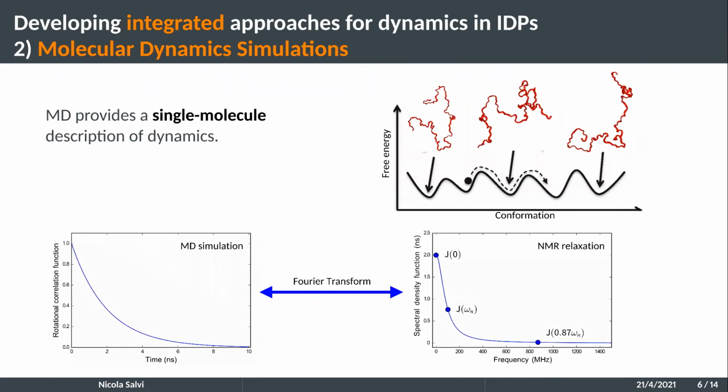Now, if you want to understand a little bit better what's going on, it is very convenient to complement your NMR analysis with MD simulations, because using MD simulations, you can calculate rotational correlation functions for your NH bond vector, and then you can use a Fourier transform to convert this information into NMR relaxation data. And at the same time, while you are looking at your copy of the protein, exploring the free energy landscape, you really have a very good idea of the physical mechanism behind these dynamics.